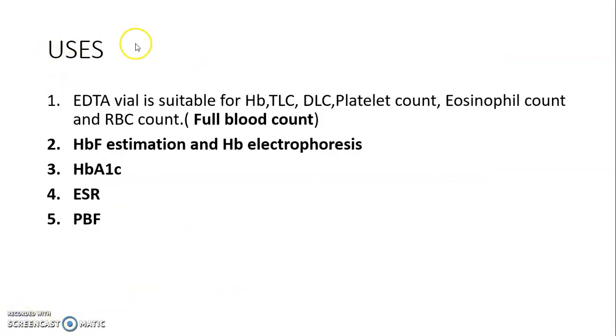So, uses of the EDTA Vacutainer. The EDTA vial is suitable for full blood count: HB, TLC, DLC, platelet count, eosinophil count, RBC count. It is also used for PCV, ESR estimation, HbA1c, HbF estimation, and Hb electrophoresis.